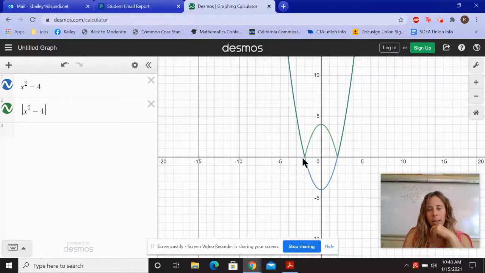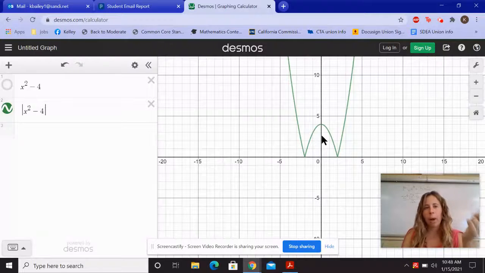So all of your negative y values reflect. So let's get rid of this one. So that's what your absolute value graph looks like. All of your negative y values are reflected over the x-axis because they all become positive, because absolute value is positive.